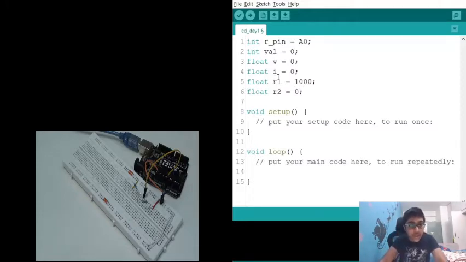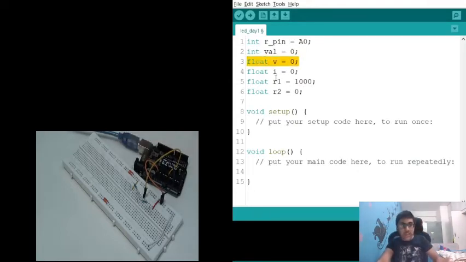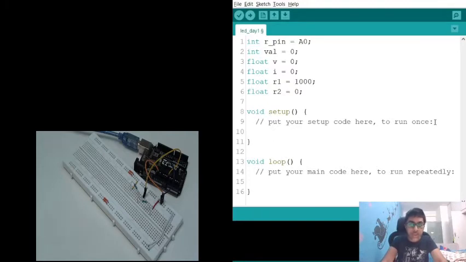All right, so we got our potential difference across the second resistor. We got the total current in the circuit. We got our known resistance R1. We got our unknown resistance R2. All right, so that should ideally finish all our declaration of variables. Now let's move on to our void setup. In the void setup, we need to do only one thing. We need to be able to see the values, correct? So let us initialize the serial monitor.